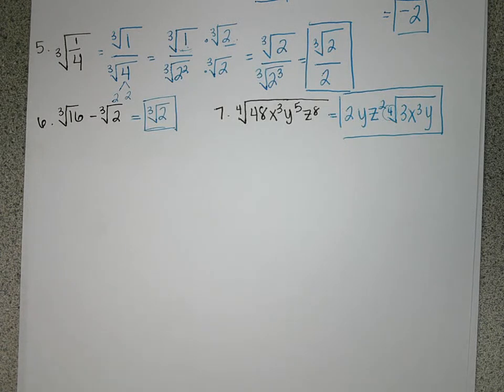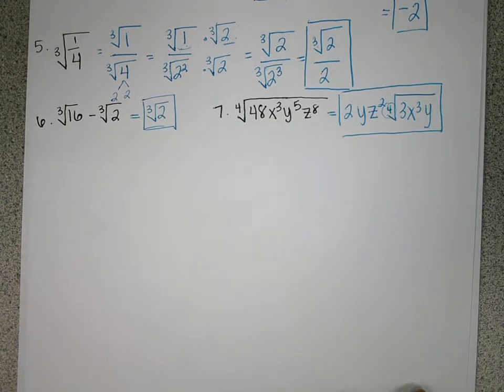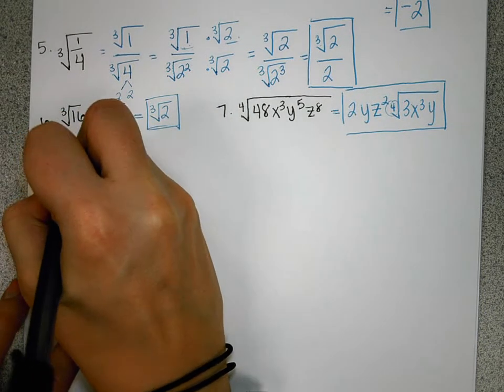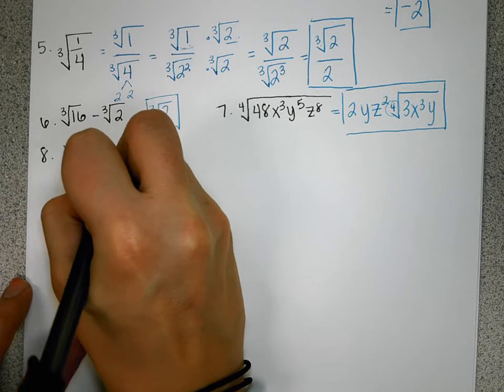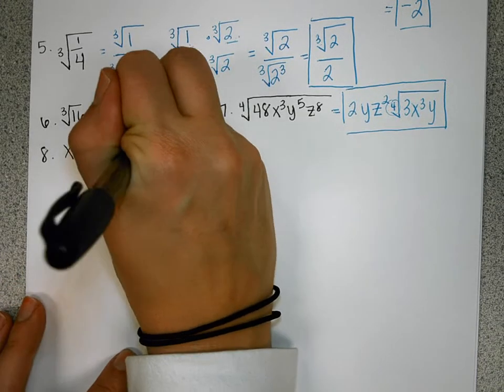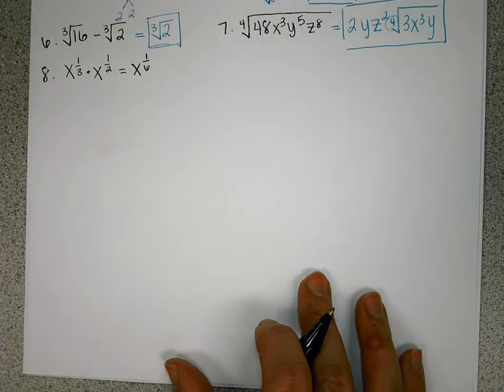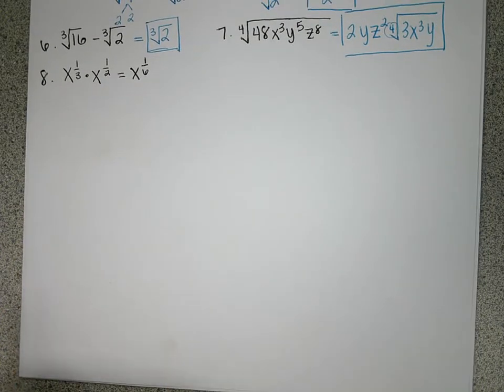Okay. 8, 9, 10, 11, 12, and 13 were all true or false. So if you are doing corrections on this quiz, I don't want you to just write the opposite answer of what you put if you got it wrong. I need you to show the work. Okay, so we're going to do the work right now for those. Number 8, they gave us x to the 1/3 times x to the 1/2, and they're telling us that it should be equal to x to the 1/6. So it's our job to determine if that is true or false.